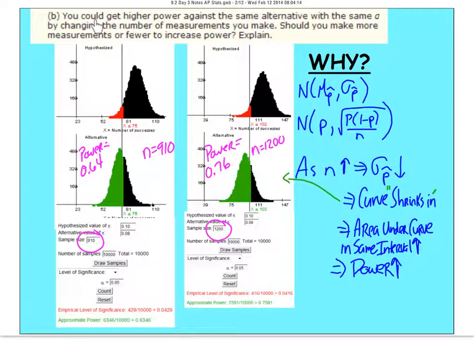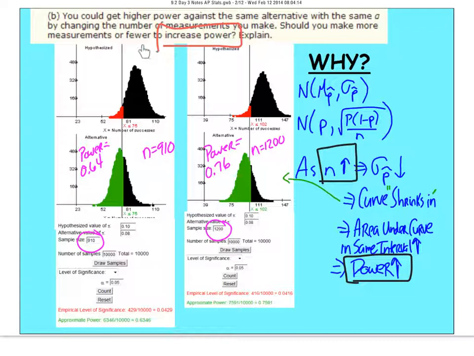Now this says you could get higher power against the same alternative with the same alpha just by changing the number of measurements you make. Should you make more measurements or fewer measurements to increase the power? So they are basically saying, what are you going to do to the sample size, right? Well, if you remember the connection, we said as your sample size increases, your power will increase. Now, what's the rationale behind that?